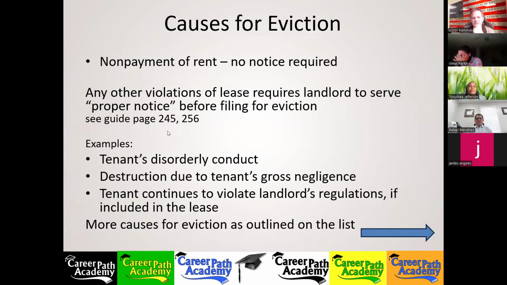Okay, so here are the causes for eviction. Once again, the only one that a landlord does not need to serve proper notice for before filing for eviction is non-payment of rent. But here are some other examples: tenant's disorderly conduct, or destruction of the premises due to the tenant's gross negligence, or the tenant continues to violate landlord's regulations if they're included in the lease. The landlord needs to first serve what we call proper notice for them to quit doing whatever the lease-breaking activity is that they're doing before the landlord can legally file for eviction.